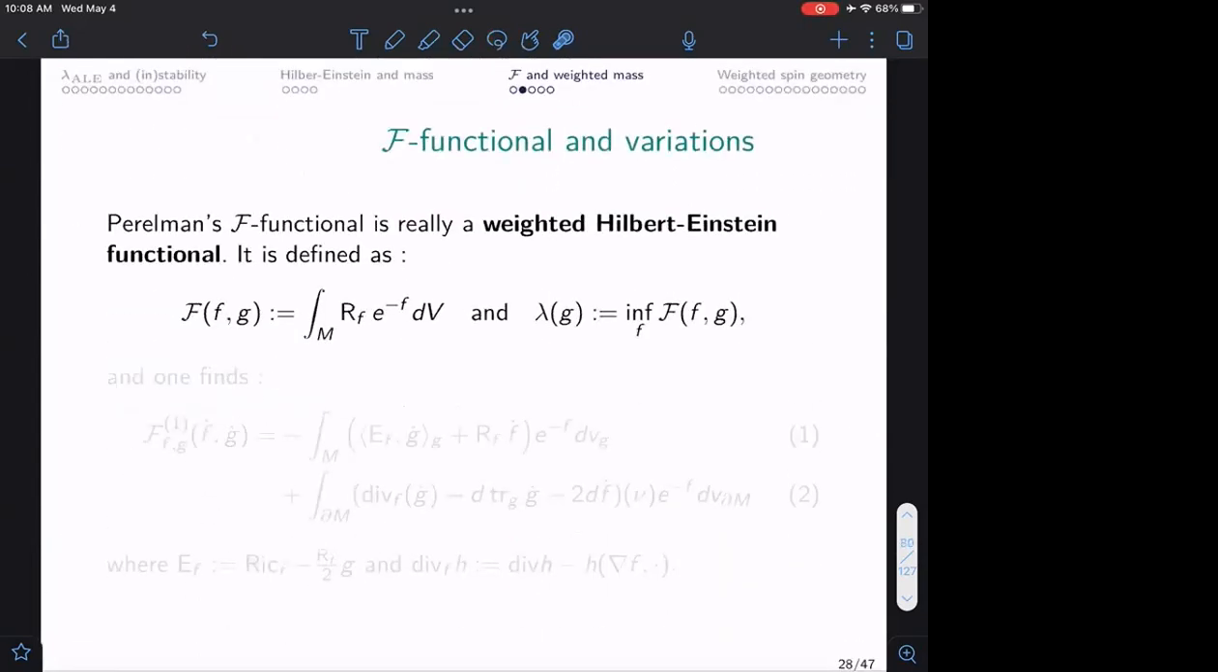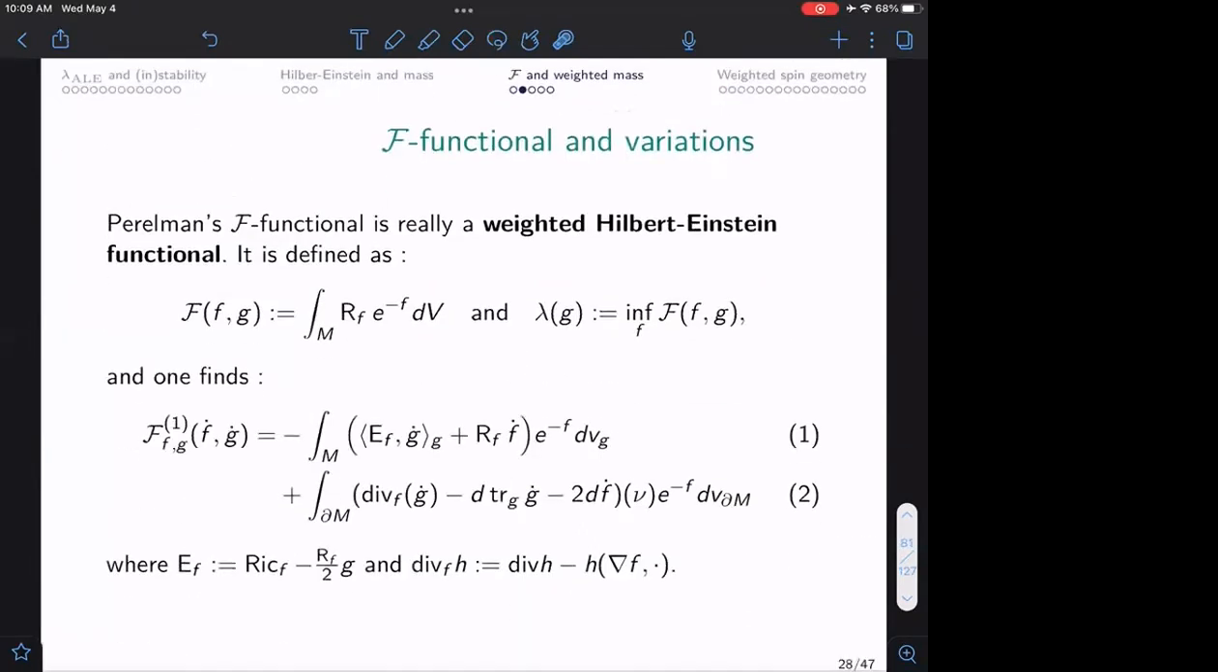So if you've never seen it, Perelman's F functional is really this integral here. It's the integral of the weighted scalar curvature against the weighted measure, and lambda is the infimum of the F functional. And I didn't say on what. If you're on a compact manifold, that would be on L2, with the integral of e to the minus F dv equal to 1. If you're in the ALE setting, you want to take F going to 0 at infinity. But you can take an infimum over something, and it will give you some functional. And hopefully, it can be useful for Ricci.